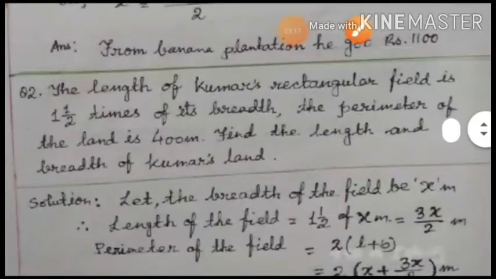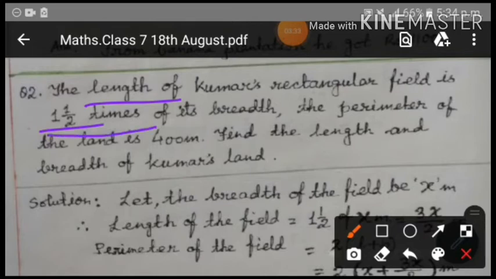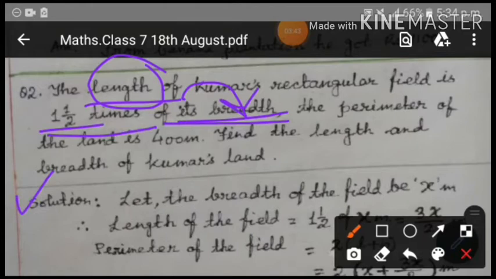Question number 2. Here we have the length of Kumar's rectangular field is 1.5 times its breadth. The perimeter of the land is 400 meters. Find the length and breadth of Kumar's land. Now in the question it is said that the length is 1.5 times its breadth. So that means what? The length is dependent on the breadth, meaning the length will have to be expressed in terms of its breadth. So let's come to the solution.